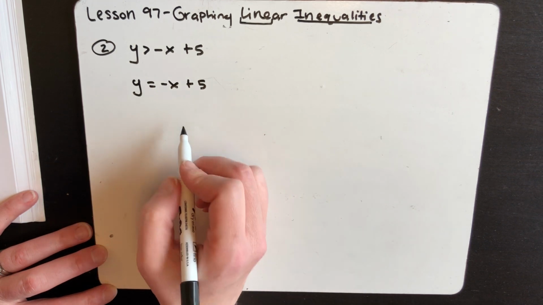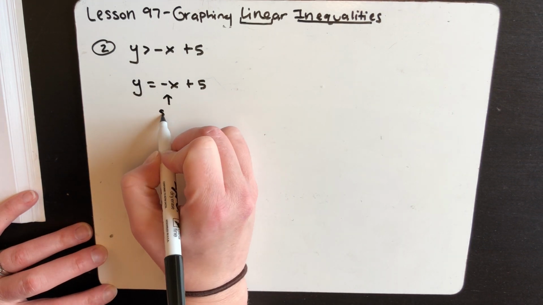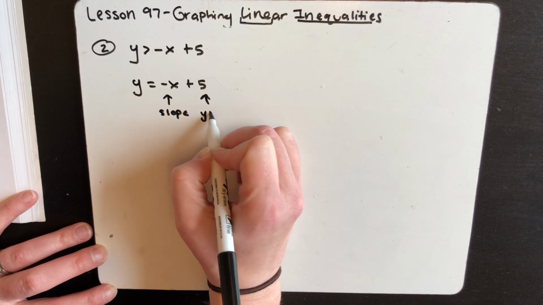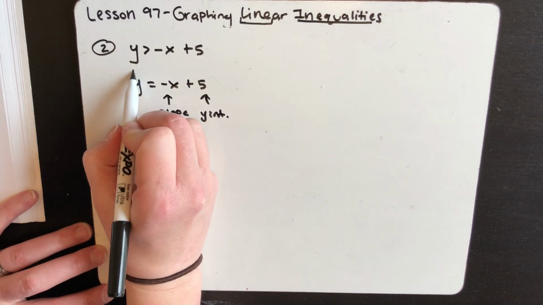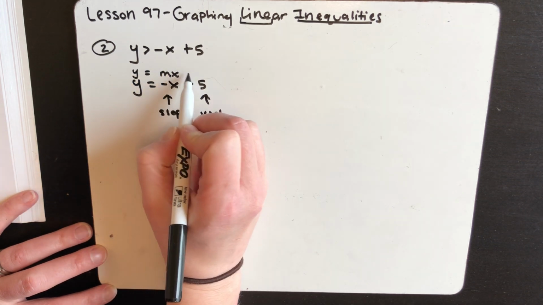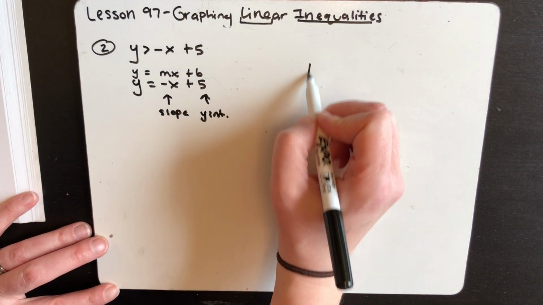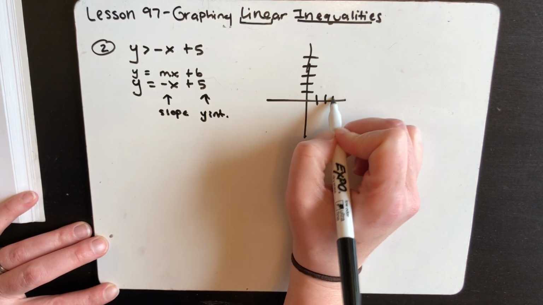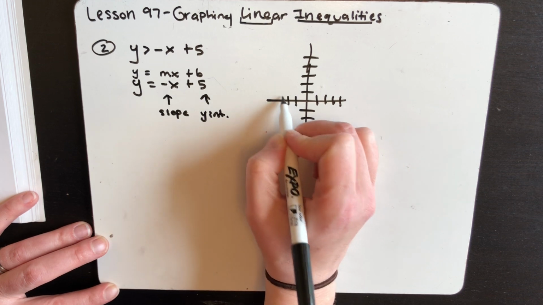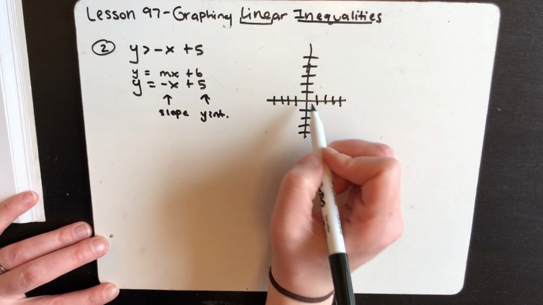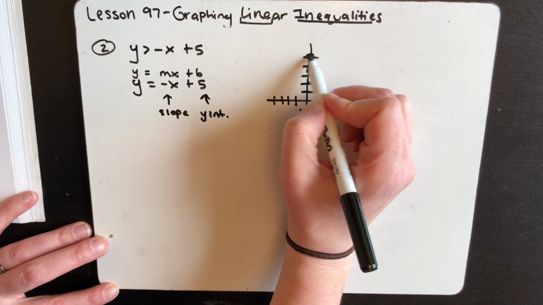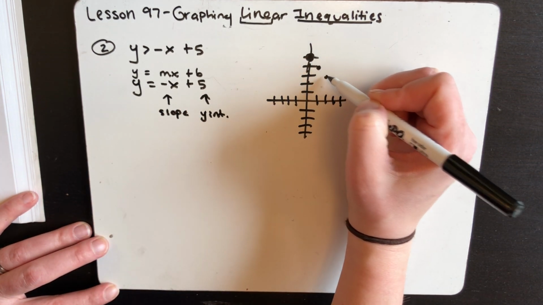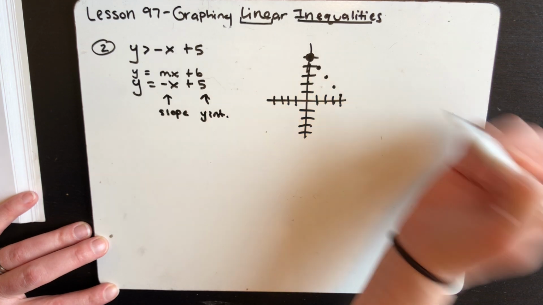You should. This is in slope-intercept form, right? The number in front of the x is our slope, and this is our y-intercept, if we think about y equals mx plus b. So let me sketch this out. 1, 2, 3, 4. All right, we're going to start with our y-intercept of 5. So we'll go up to 5, put a dot, and my slope is -1. So I'm going to go down 1 over 1, down 1 over 1, down 1 over 1, and so on.